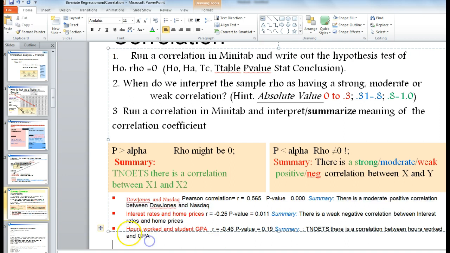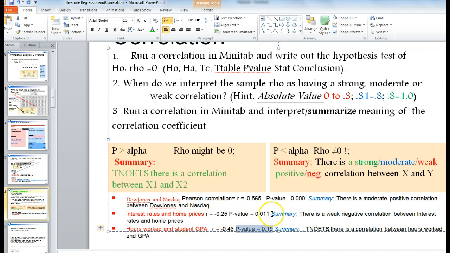How about down here? Hours worked and student GPA. P-value of 0.19. There's not enough evidence to suggest that there's a correlation. I don't care if it says that in the sample it is negative 0.46. For the true population, we have to rely on statisticians, and that's why we say there's not enough evidence to suggest that there's a correlation.